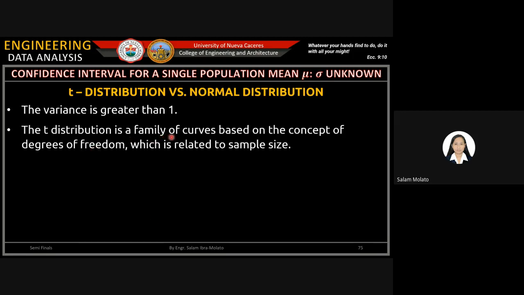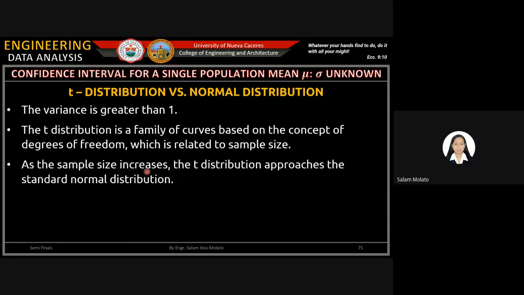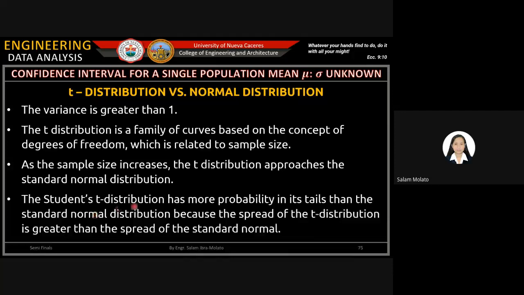The t-distribution is a family of curves based on the concept of degrees of freedom, which is related to sample size. As the sample size increases, the t-distribution approaches the standard normal distribution. And the Student's t-distribution has more probability in its tails than the standard normal distribution because the spread of the t-distribution is greater than the spread of the standard normal. So as what I have said kanina, the spread of the t-distribution is greater as compared to normal distribution.